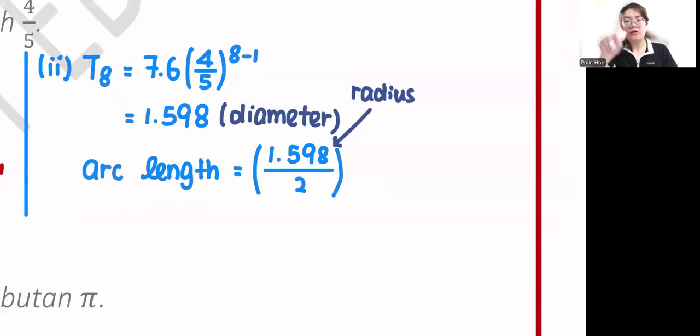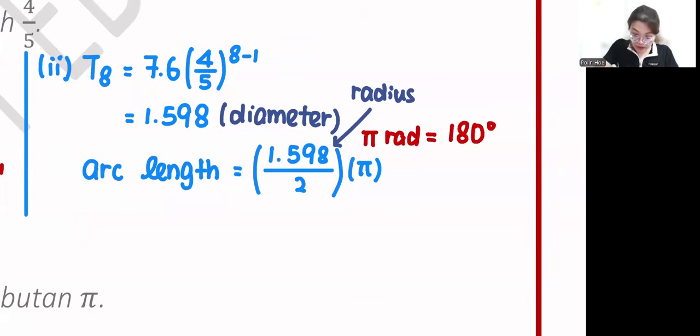Okay, for Form 4 students, you don't know. You can only use the original one first. But because this one you learn in Form 5 chapter 1, we use pi. Okay, remember pi radian equals 180 degrees. Arc length s equals r theta. But anyhow, soon you will know. You will get the answer. Okay, I wrote wrong, is it? 1.5938, so it should be 1.594.